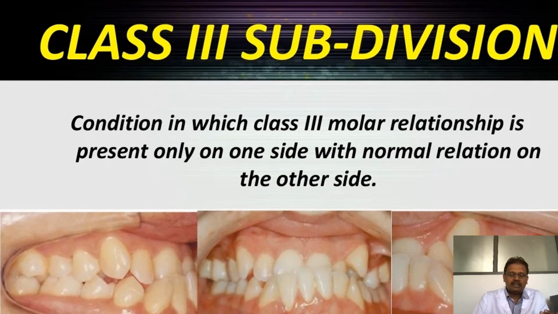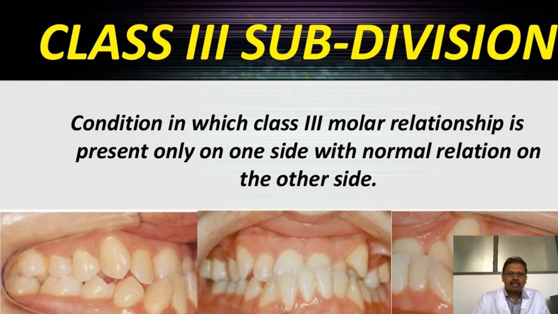In a true class 3, the bite will be exaggerated; in pseudo class 3, there is a cross bite, and there might be a posterior cross bite also. The convexity of the profile will be concave, and the divergence will be anterior divergence. These are a few clinical features of class 3 malocclusion.